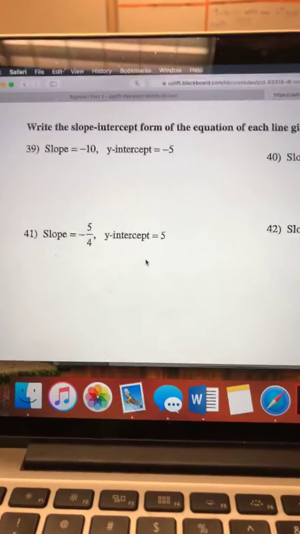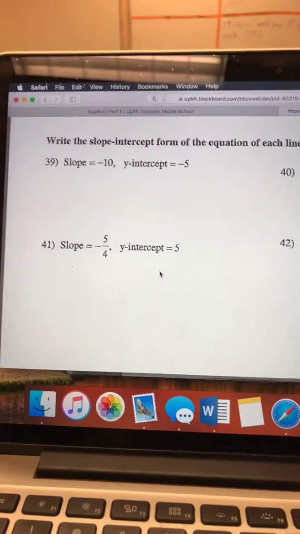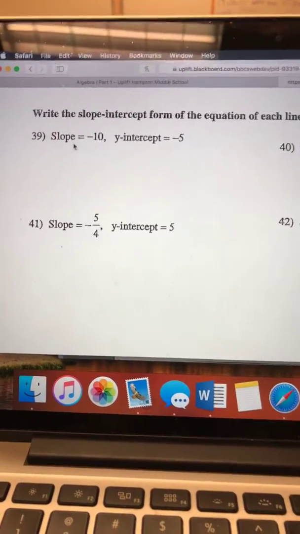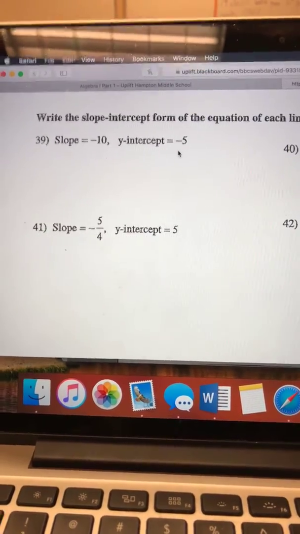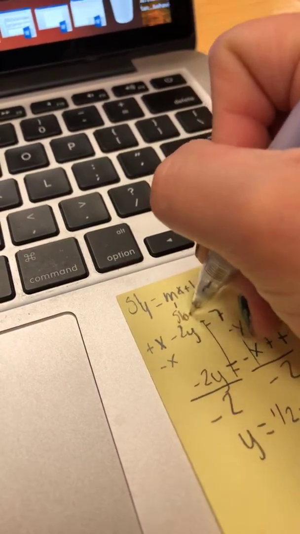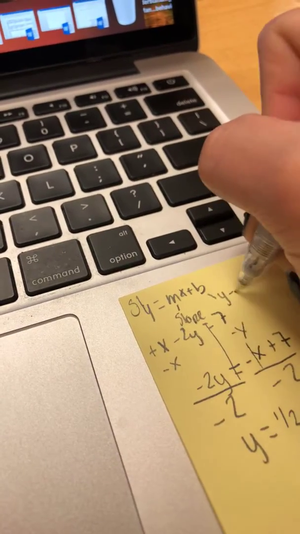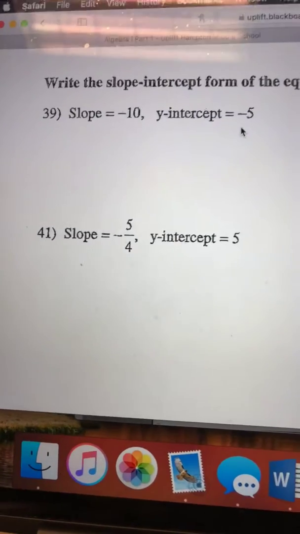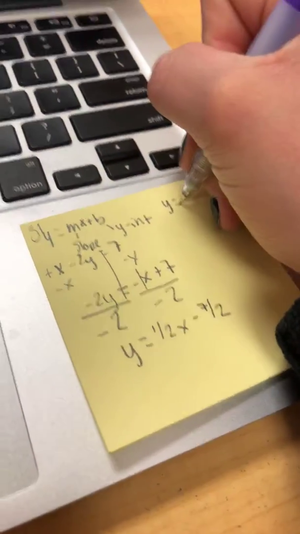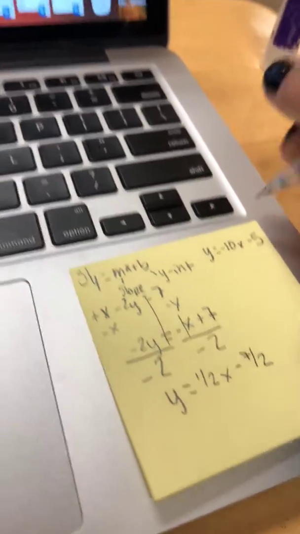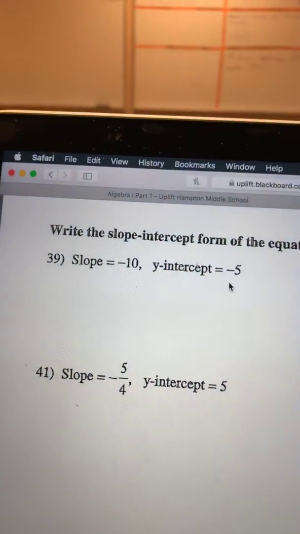As we move on to slope-intercept form for an equation, we're going to look still at y equals mx plus b. Here they give us the slope and the intercept. So I know my m is my slope and my b is my y-intercept. Here they give me a slope of negative 10 and a y-intercept of negative 5. So I know it's going to be y equals negative 10x minus 5. That is my equation for that line.